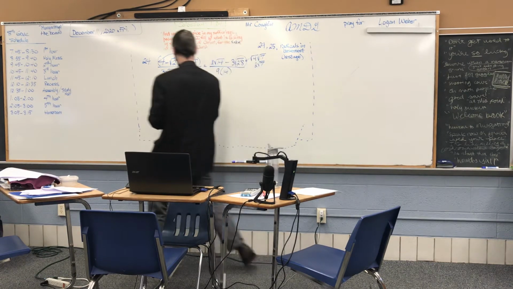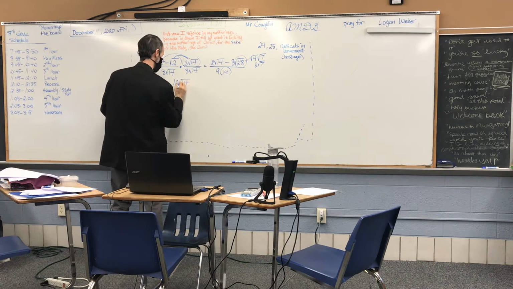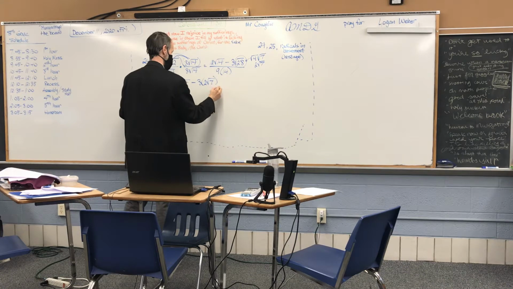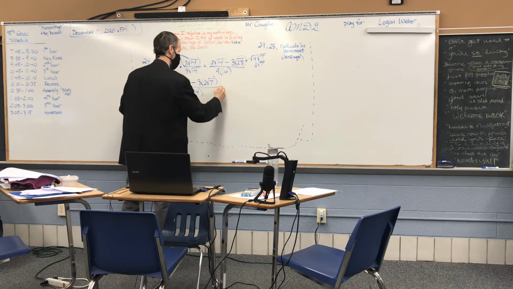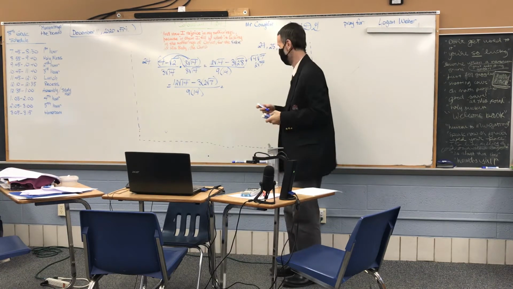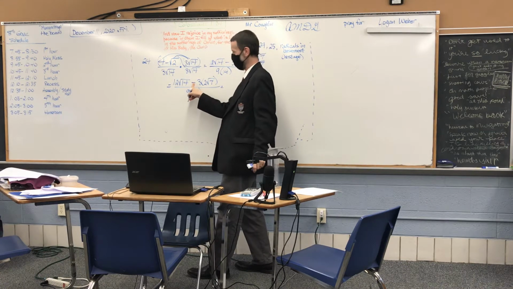Let me rewrite this whole thing. 12 radical 14. Don't be afraid of recopying, by the way. A lot of people think it's a waste of time. It is not. 3 times 2 radical 7, all over 9 times 14. Now can somebody reduce that a little bit? The 3 and the 9. They could, but there's a minus sign.